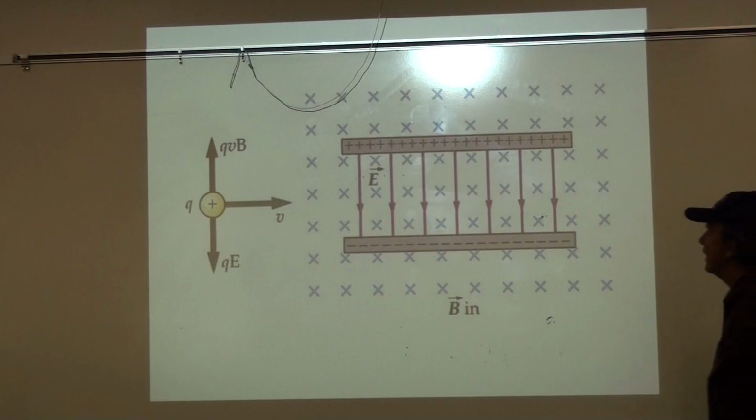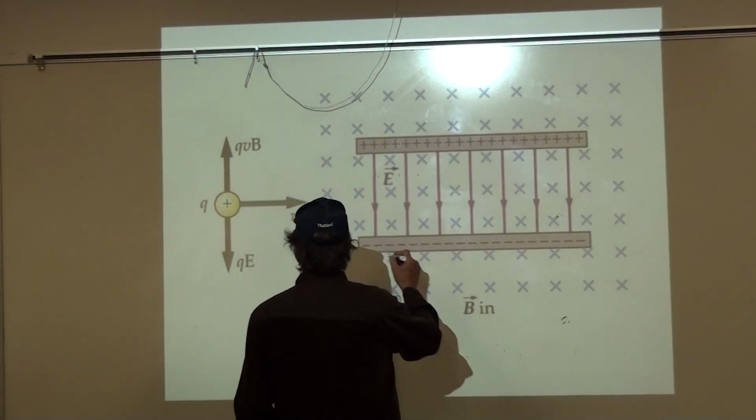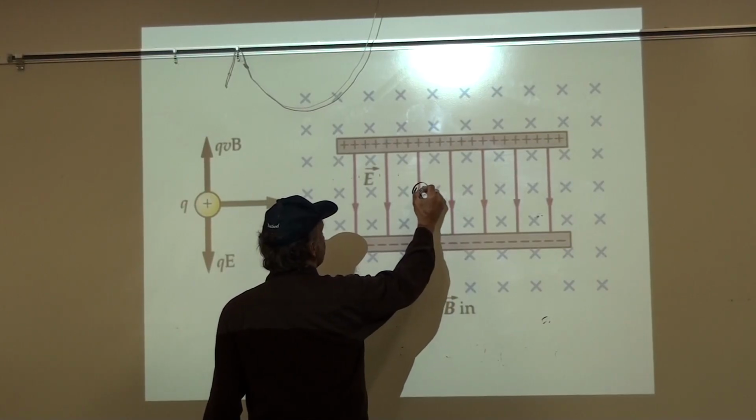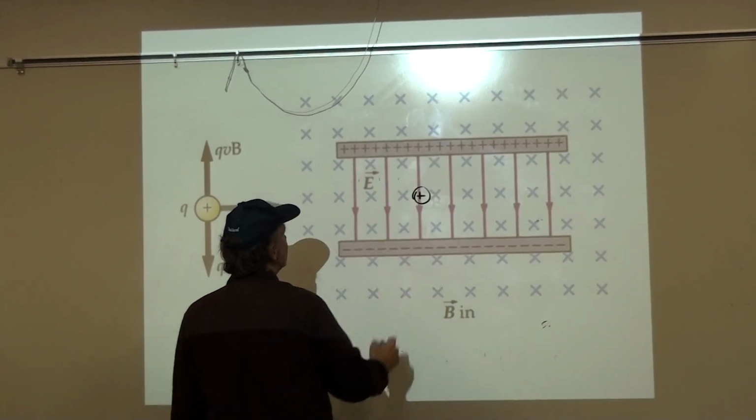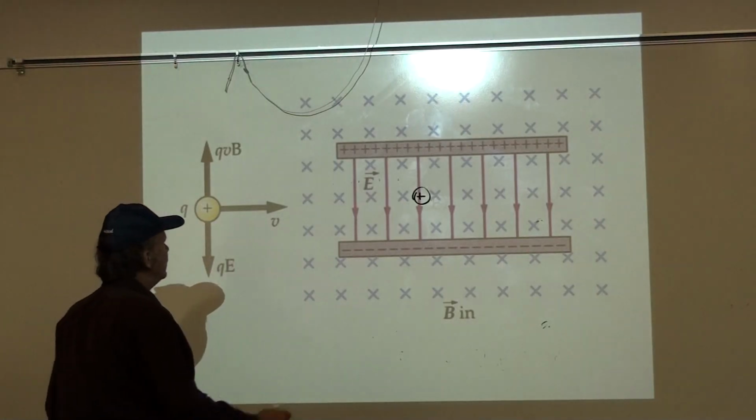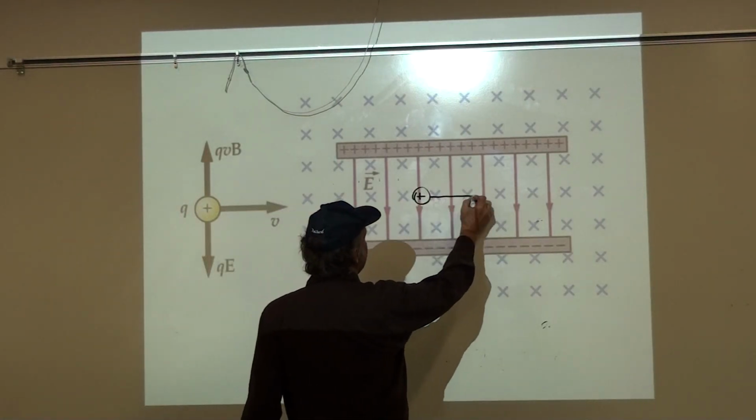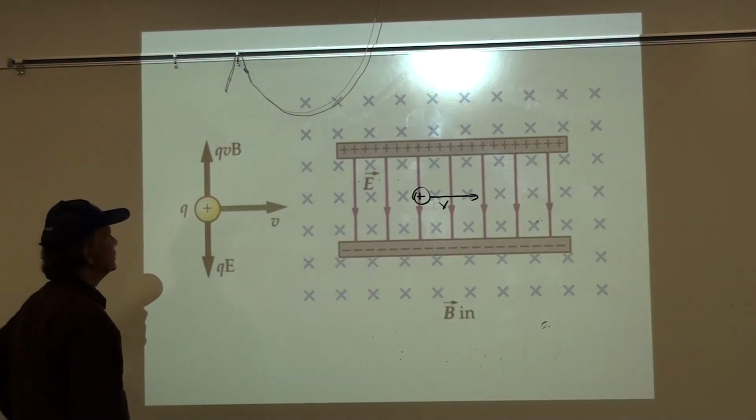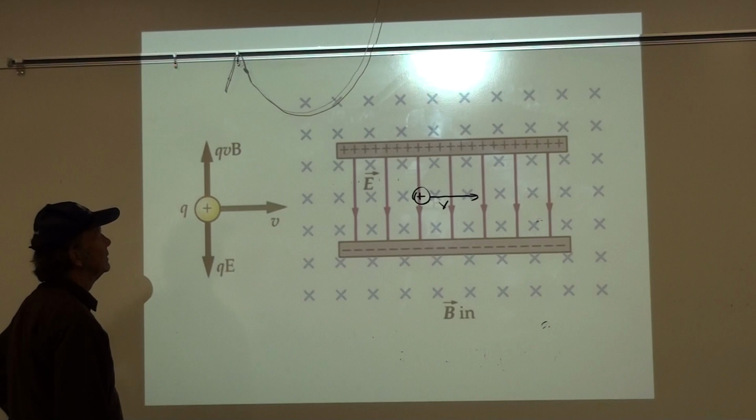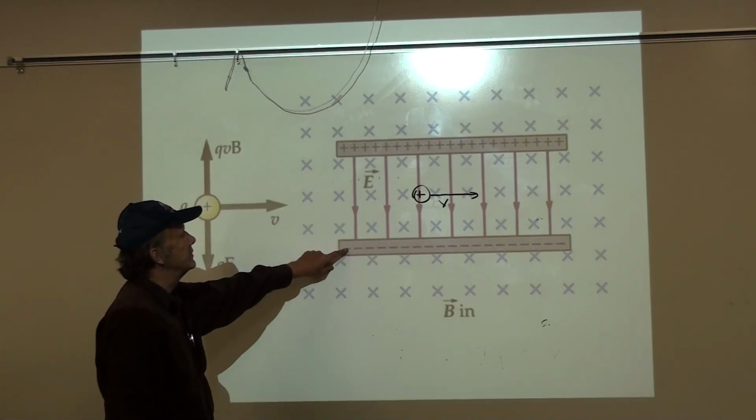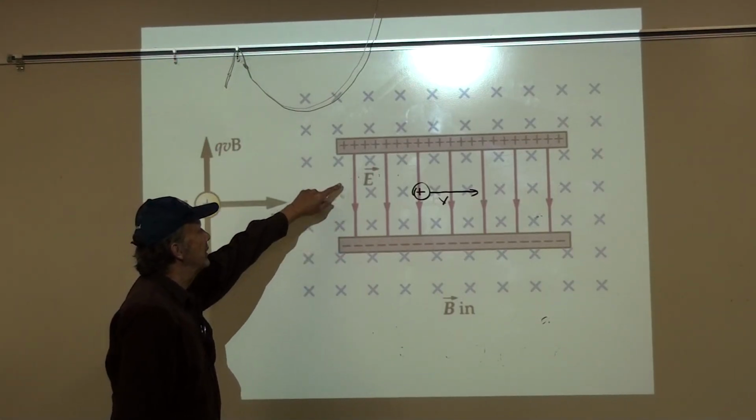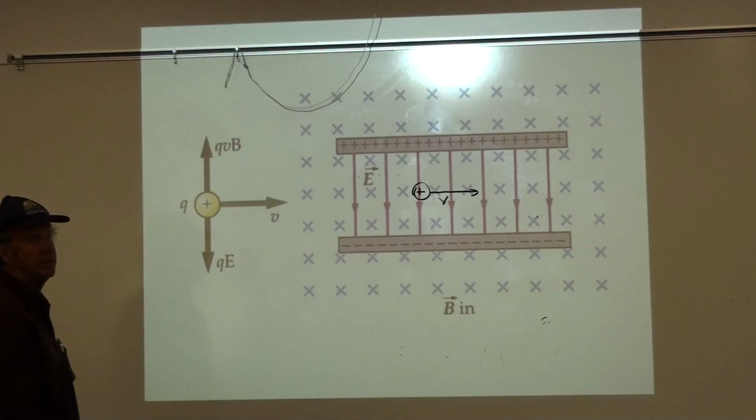So here we've got a particle. Let's say it's positive for the moment. And let's put it in the middle here. So here's our positive charge, and it's moving with a velocity v to the right. And so what's the direction of the electric force going to be on this object, if it's positive? If this is a parallel plate capacitor and semi-infinite in terms of having a constant electric field between the plates.